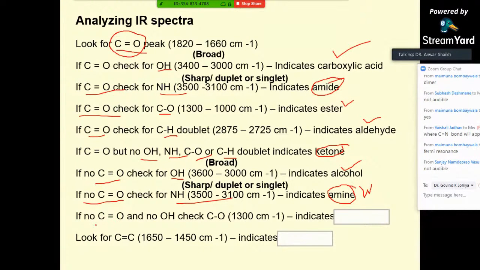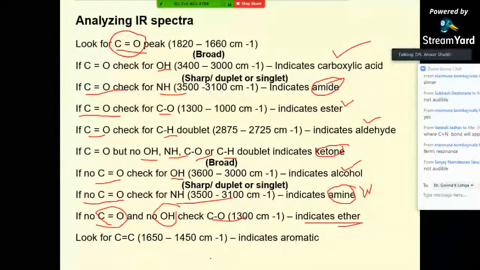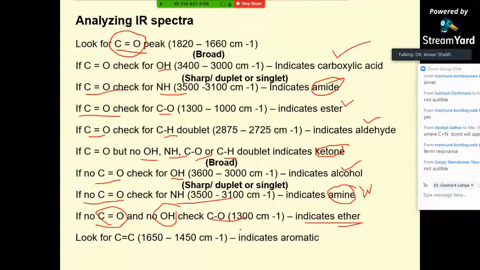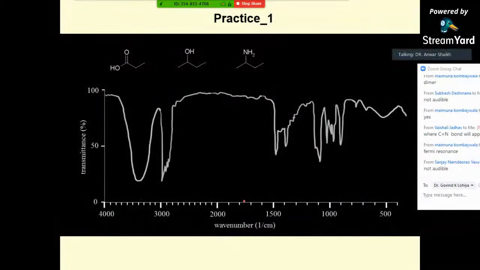If there is no OH group, check for the C-O in the range of 1300, and it will indicate an ether. And look for the C double bond C, that indicates the aromatic, and the overtone peaks. So these are some hints you can apply if you get some unknown spectra.